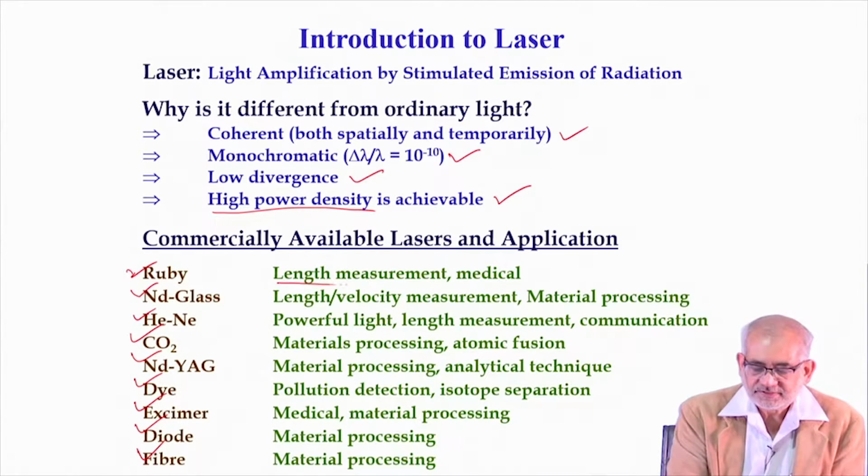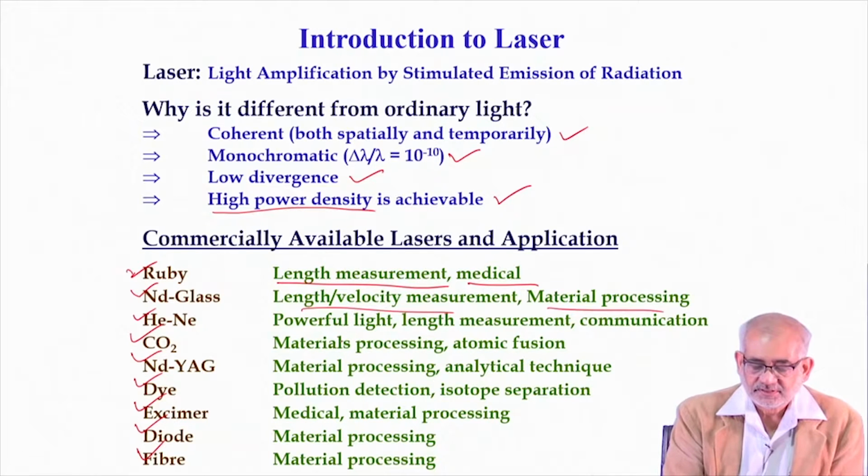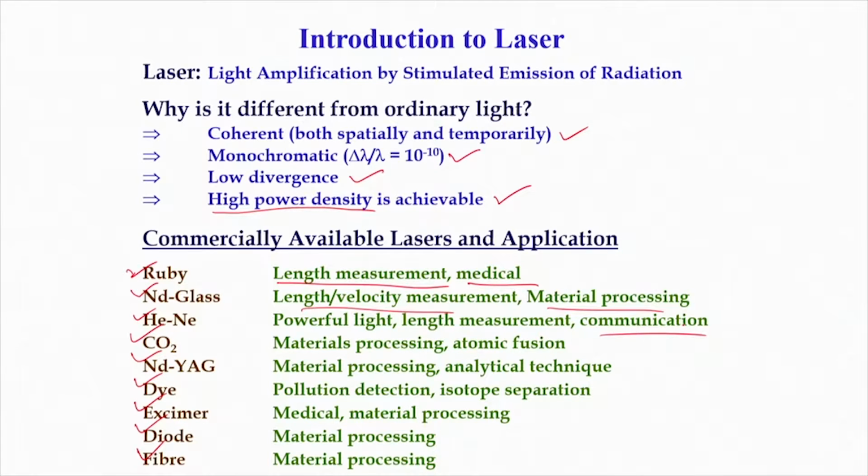So it can be metrological applications, medical applications, velocity, again metrological applications, various kinds of materials processing, which can be used for communication or for path guidance, also for analytical purposes, for spectroscopic purposes, pollution detection, isotopic separations, and various kinds of materials processing. So the utility of a particular laser will depend upon the application we have in mind.